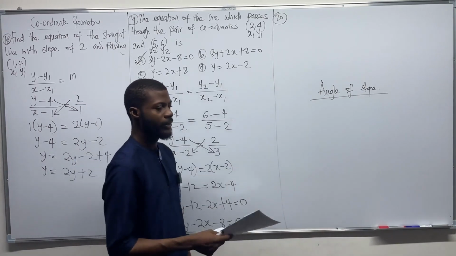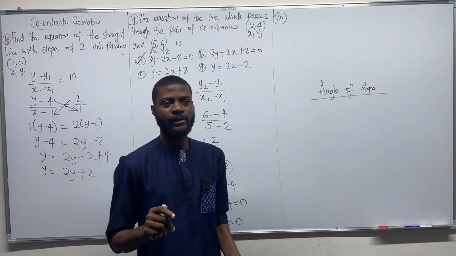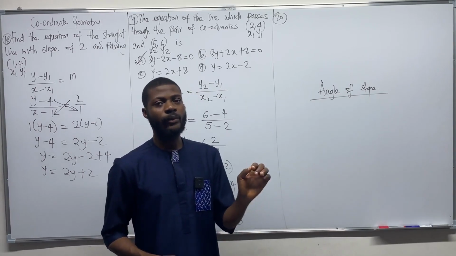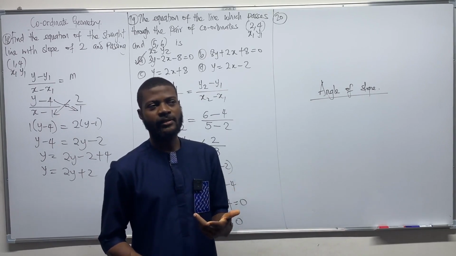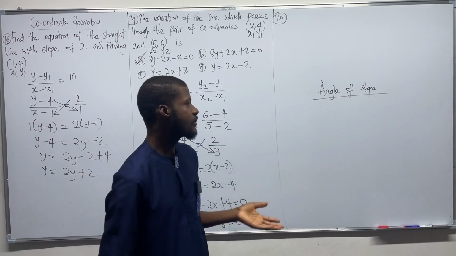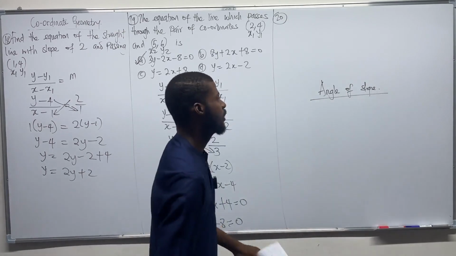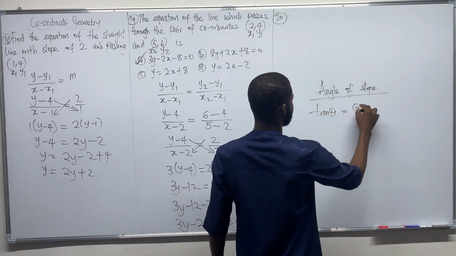So angle of slope. Here's the thing. Your line would always make an angle with your x-axis. It's a must. It must always make an angle with the x-axis. Now, there's even an angle with the y-axis, but I will always consider the x-axis. So the formula is very easy. Tan theta is equal to gradient.